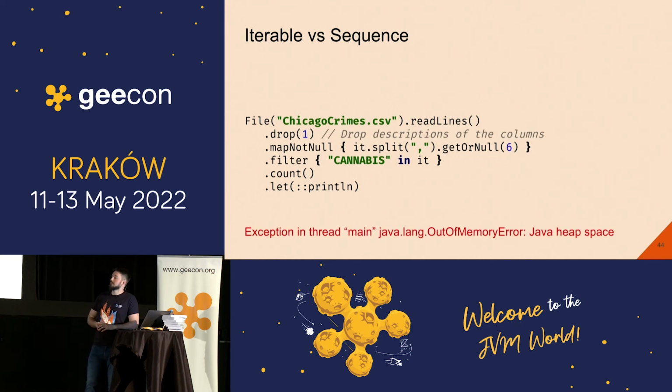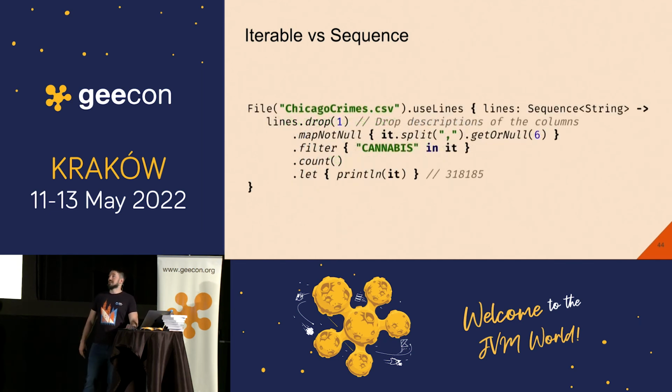In some computers, it can lead to an out-of-memory exception. On others, it will only make your garbage collector really, really angry because you are giving this garbage collector a lot of unnecessary work. A better solution is to use the function useLines that operates on a sequence. A sequence only thinks about one line at a time. Once it's done with one line, it asks for another one, and this is much more efficient this way.